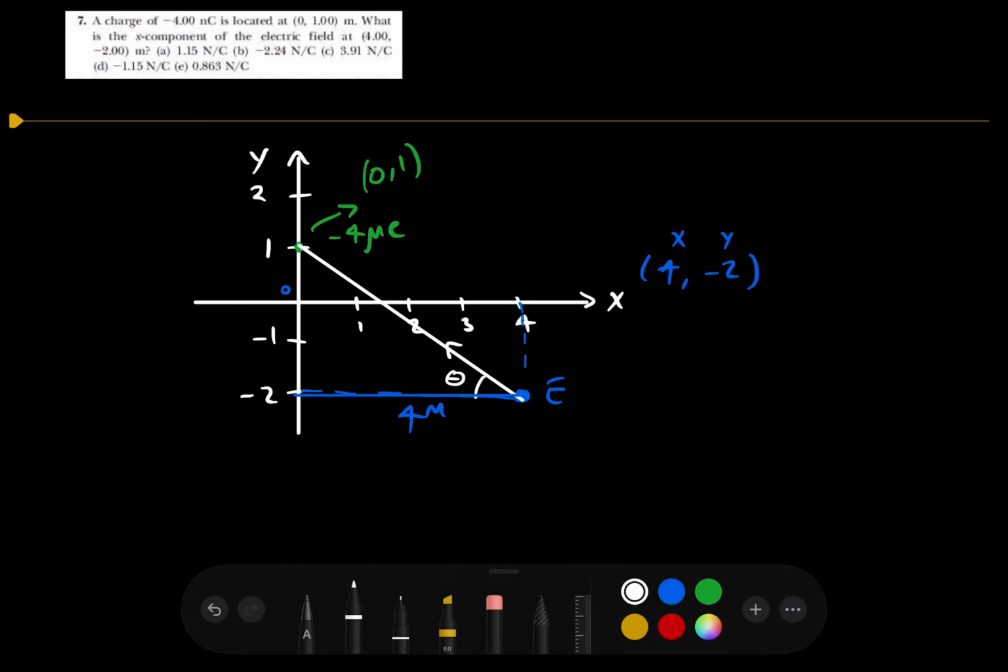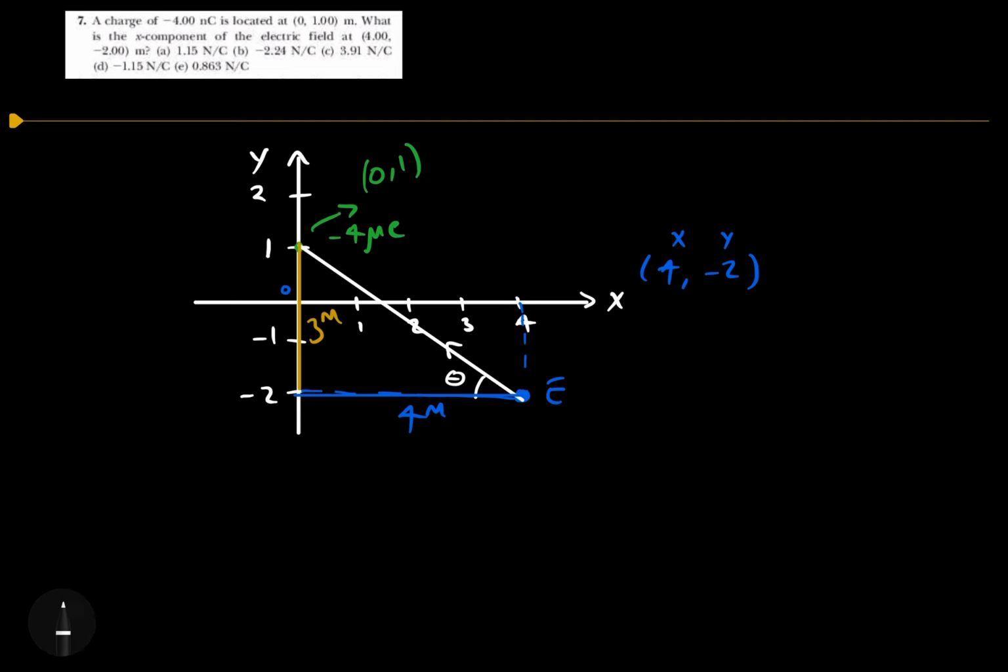And if you were to count the height of the triangle, let's say this yellow line, it would be 1 to 0, then from 0 to -1, and from -1 to -2, that would be 3 units. So the length of this side is 3 meters. This is a famous triangle: whenever you have 3 and 4 on the legs of a triangle, the hypotenuse is 5. You can try the Pythagorean theorem to check, but I can just say it's 5 right off the bat. So the distance from that point to the charge, which is -4 nanocoulombs, is 5 meters.